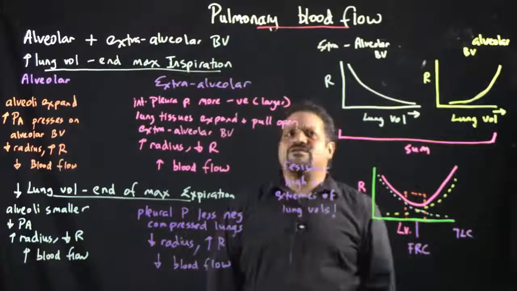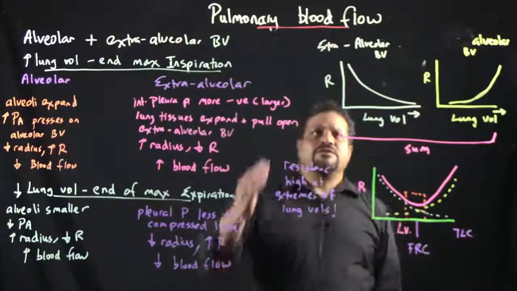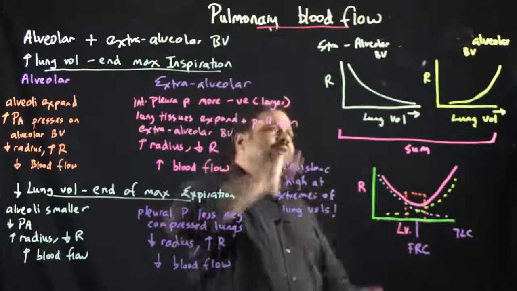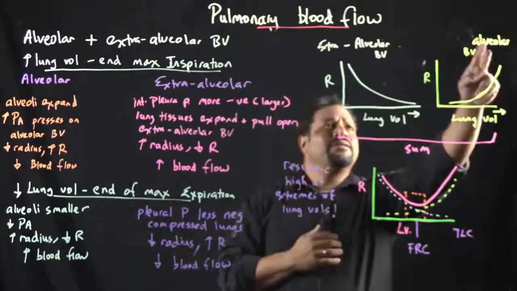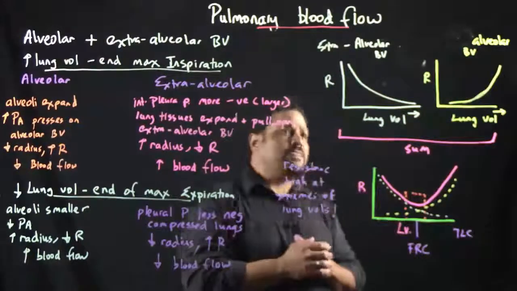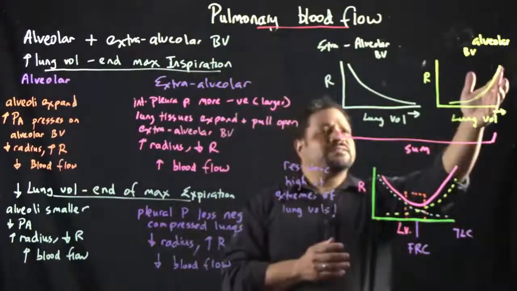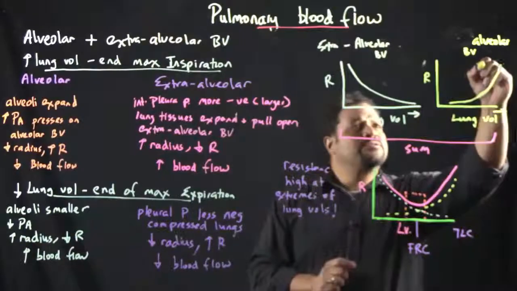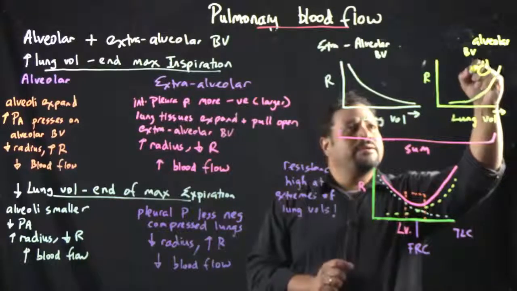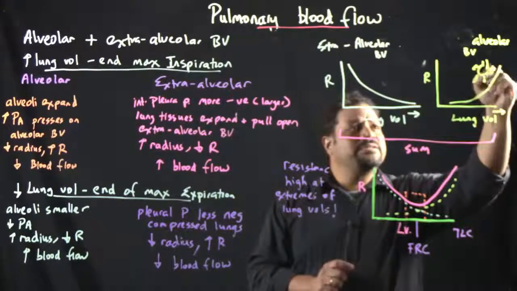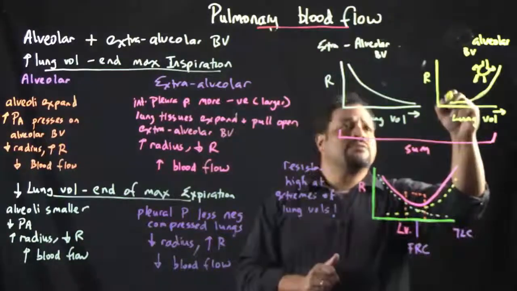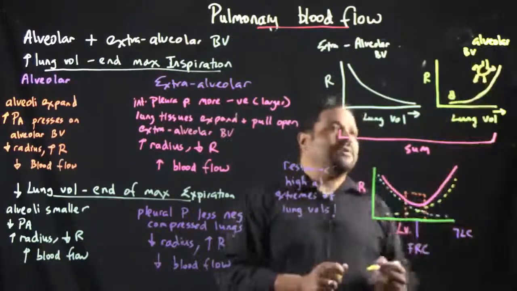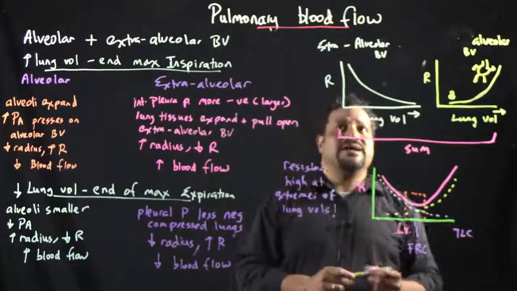So let's look at that graphically. We have the extra-alveolar blood vessels, and then we have the alveolar blood vessels. What happens with the alveolar blood vessels is, as the alveoli expand and get bigger, the resistance increases because they crush those alveolar blood vessels. So the resistance is higher.